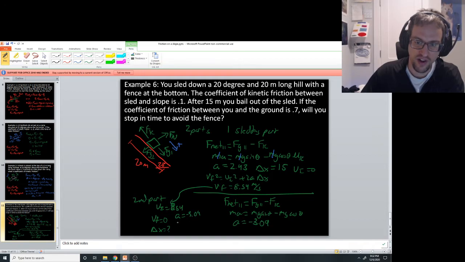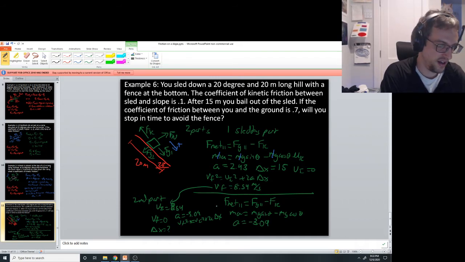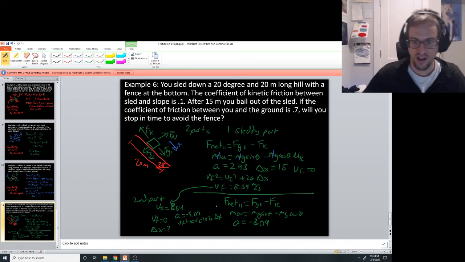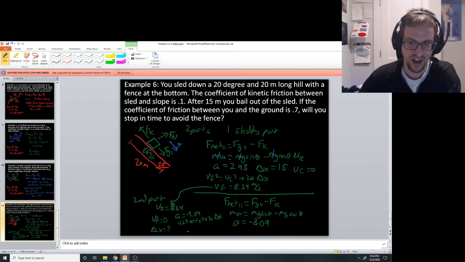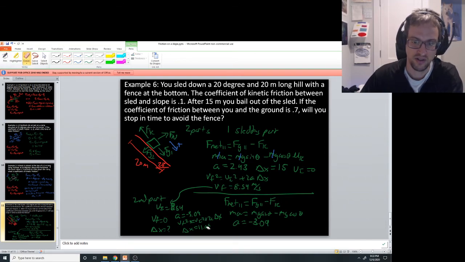So again, I can do v final squared equals v initial squared plus 2a change in x. And again, like a bad teacher, I decided to freelance here. Divided by 6.18. And yeah, this is not good. Not even close. Your change in x is 11.09, or, that's not right, 11.8 meters. So, did you stop in time? No, you did not.